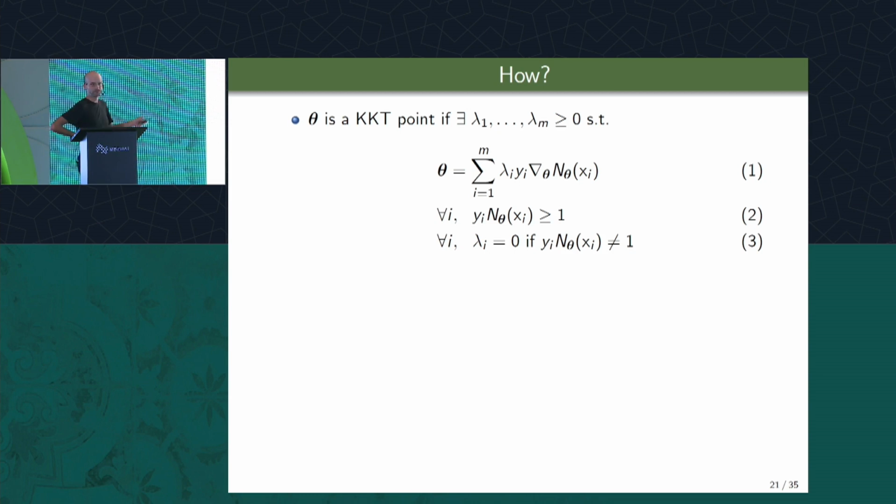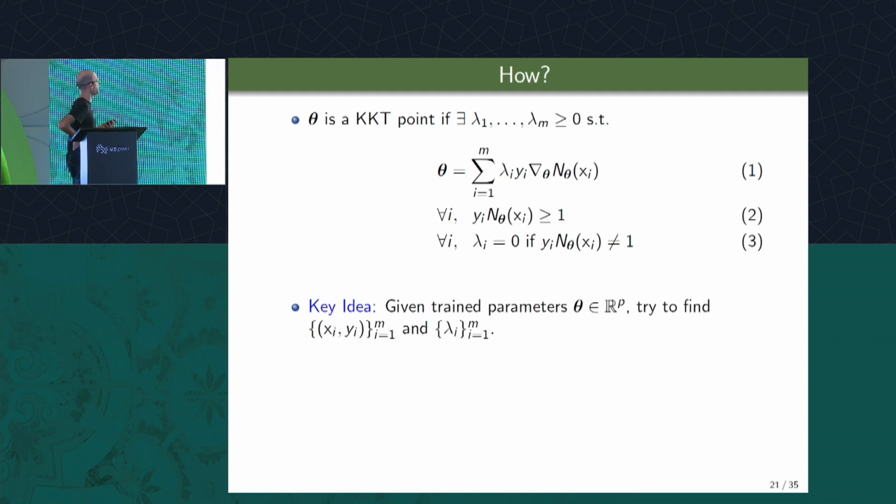It needs to be a feasible solution. The margin is at least 1. You have the condition that the Lagrange multipliers are non-zero only if the points are exactly on the margin, so you get an actual margin of 1. Okay? This is regardless of whether you got to a global optimum or not. As long as you get to a KKT point, these conditions hold.